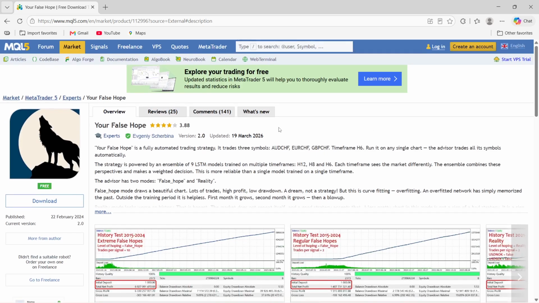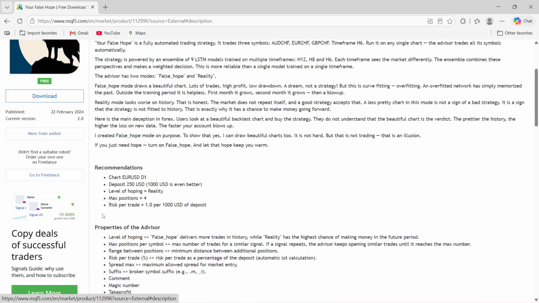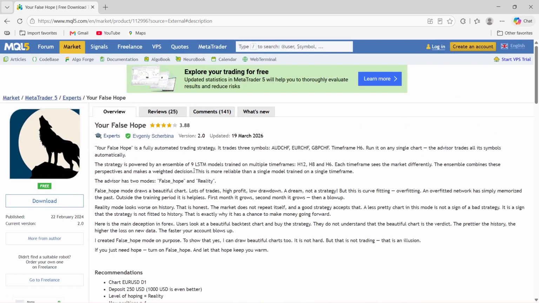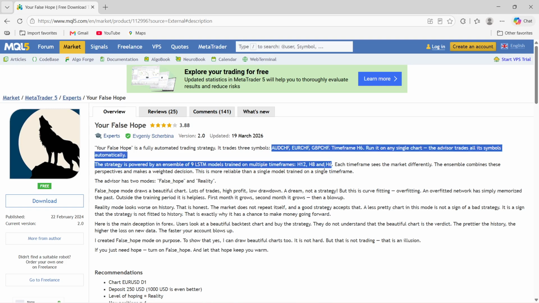Right, so now we're going to take a look at what the developer says powers Your False Hope. Let's start with the strategy. All right, so open this up. Your False Hope is a fully automated trading system for MetaTrader 5 that focuses on three specific pairs: the AUDCHF, EURCHF, and GBPCHF on the 6-hour time frame.